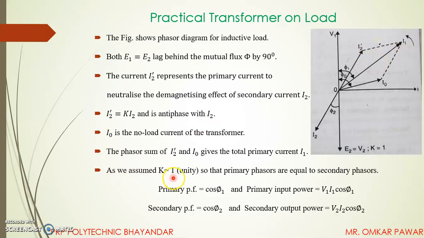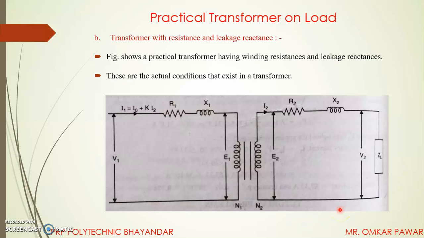So as we assume K is equal to unity, the primary phasors are equal to the secondary. So primary power factor is cos phi 1 and primary input power is equal to V1 I1 cos phi 1. Secondary power factor is cos phi 2 and secondary power output is V2 I2 cos phi 2.